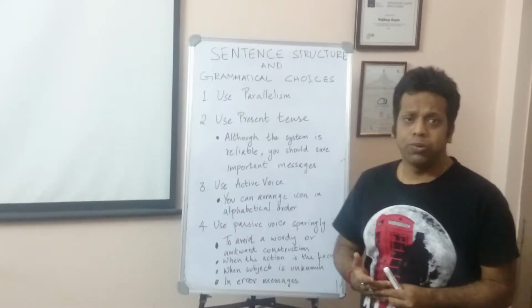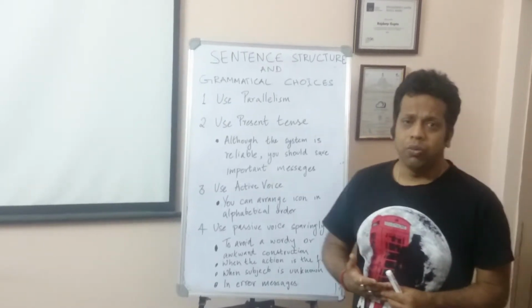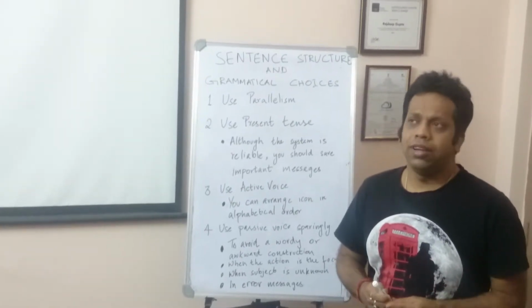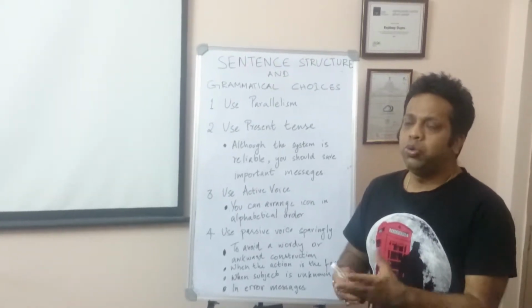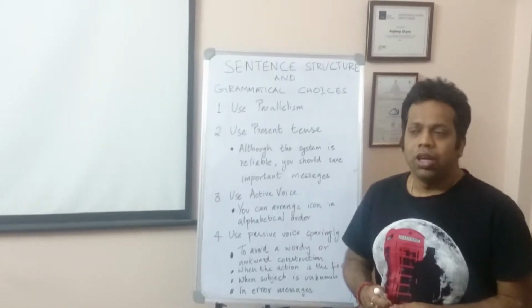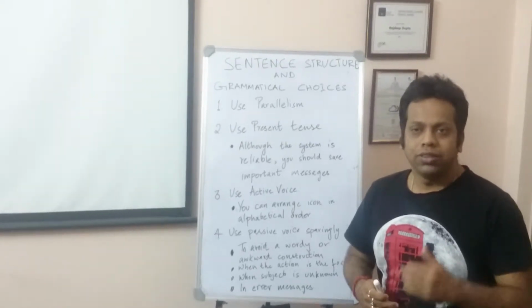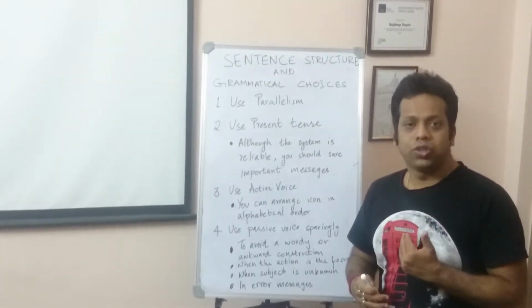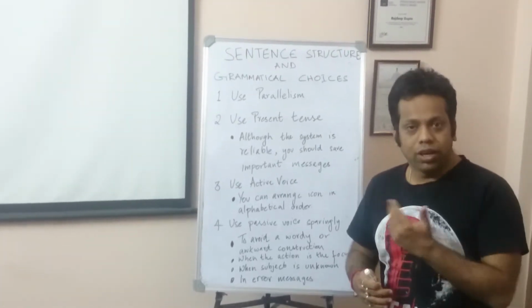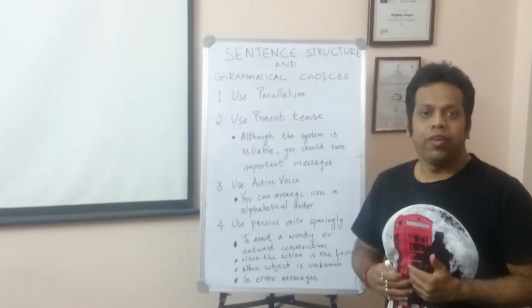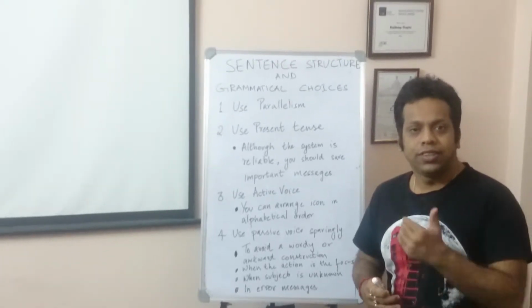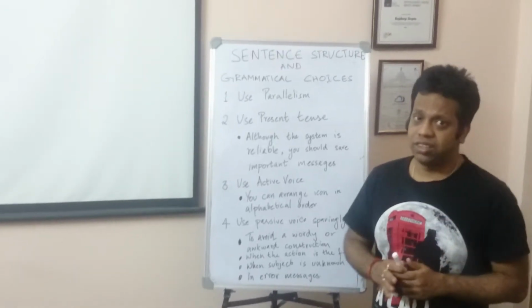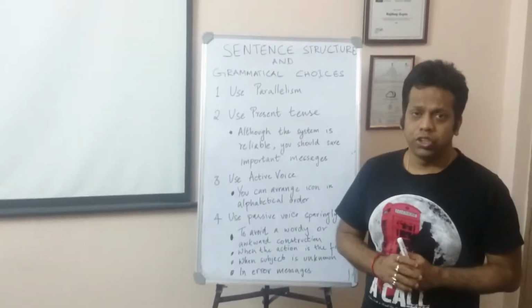Then when we write about a procedure, we also need to ensure parallelism. For example, to insert a review comment, in step 1 we say, on the Review tab, in the Comments group, click New Comment. In the next step, we should ensure we either write select Submit or click Submit button. So that's another thing: in a procedure we need to ensure parallelism.